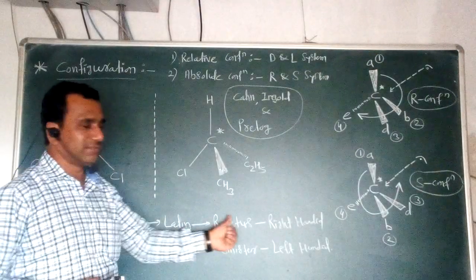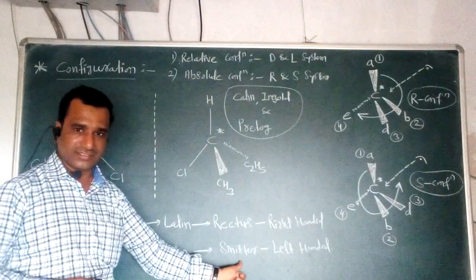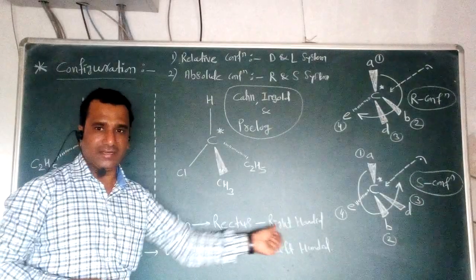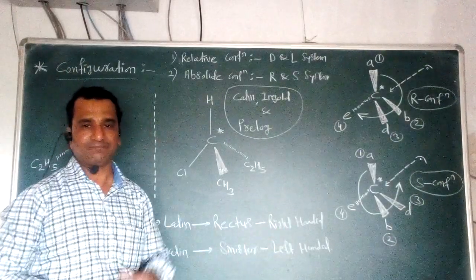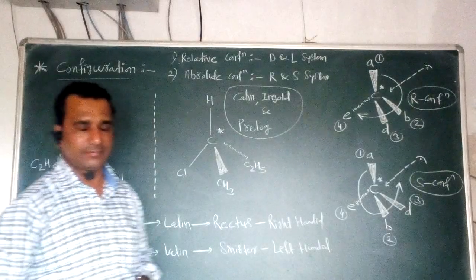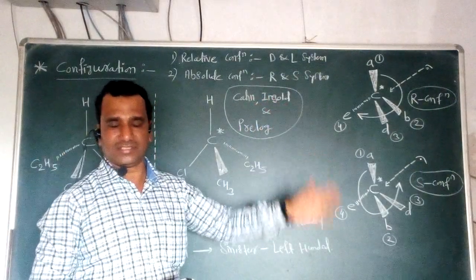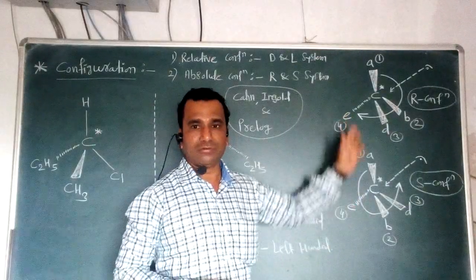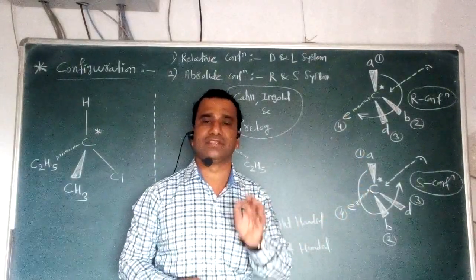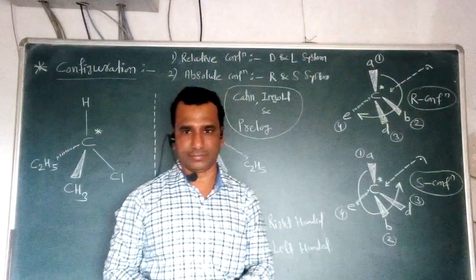R is a Latin word, meaning rectus. S is a Latin word called sinister. Rectus stands for right-handed, sinister stands for left-handed. Once we know these two different types of assignment system, we studied two general examples for assigning R and S configuration.